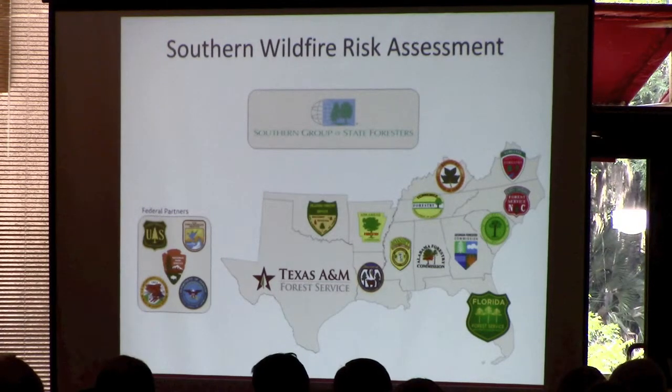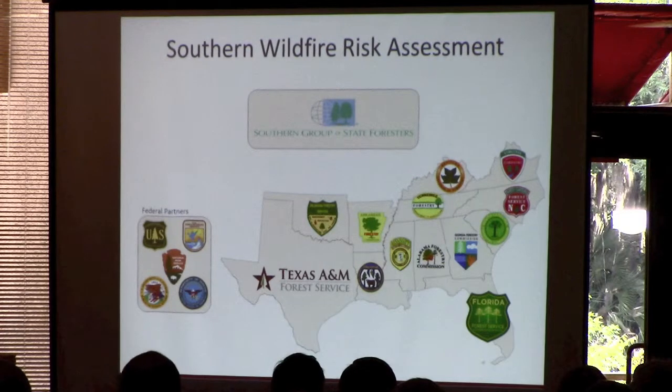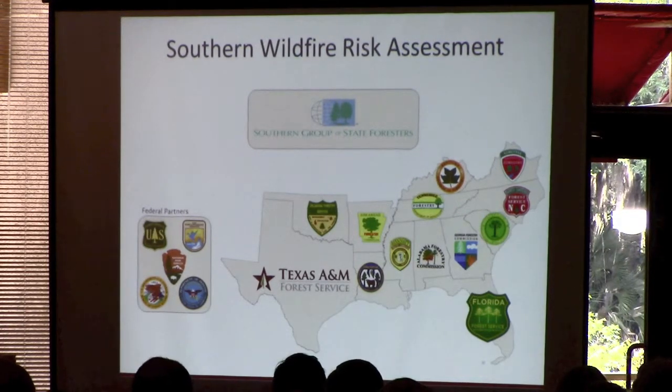I think the state of Florida, the Florida Forest Service, was actually the first one to produce a statewide risk assessment in the nation. I think that was done in the late 1990s. And then from that, the Southern Group of State Foresters really liked what Florida did, and we took that project and expanded it for the other 12 states in the South. And Texas actually managed that project. And we learned a lot of things in that process.